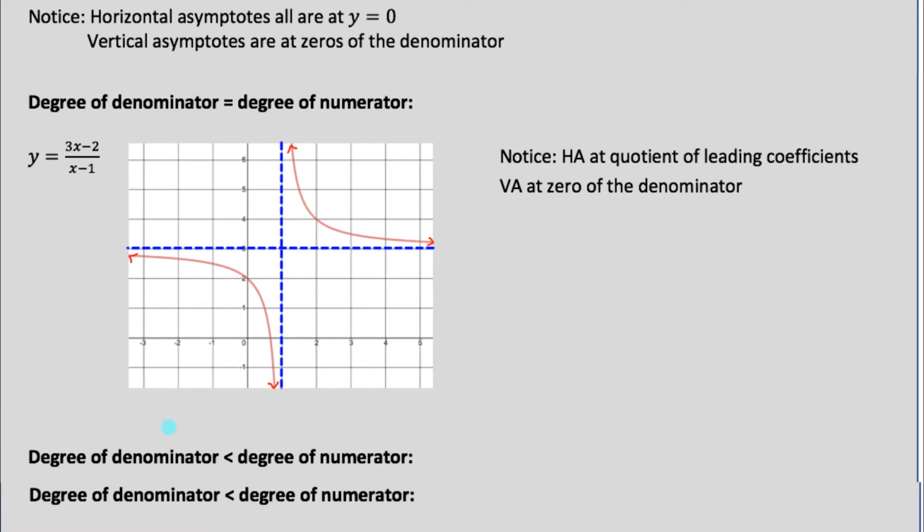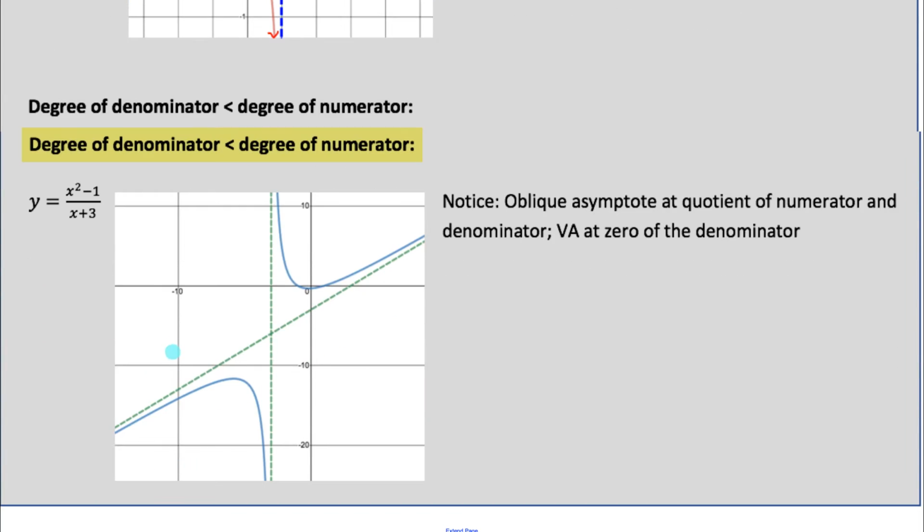Last scenario, well, what if the degree of the denominator is less than the degree of the numerator? There's actually no horizontal asymptote. There's actually something called a slant asymptote, or sometimes called an oblique asymptote. How do we find this diagonal, this slant asymptote here? We can find the equation of that asymptote by actually finding the quotient of the numerator and denominator. So actually do x squared minus 1 divided by x plus 3 and get the quotient.